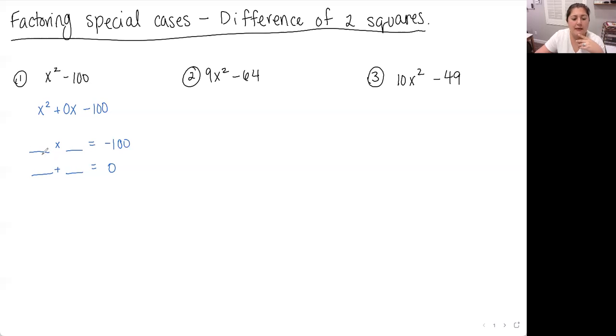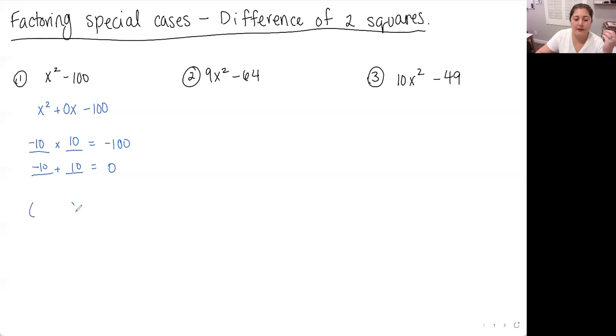And so in this particular case, we know that 10 times 10 is 100, but we also know that if one of them is a negative number, then it'll give us negative 100, right? So I'm going to have negative 10 times positive 10. And if you'll see that if I add negative 10 and positive 10, that'll cancel itself out. So it'll become a 0, right?